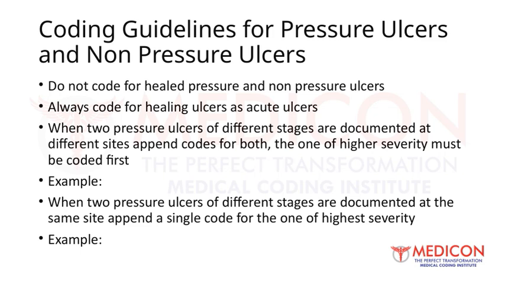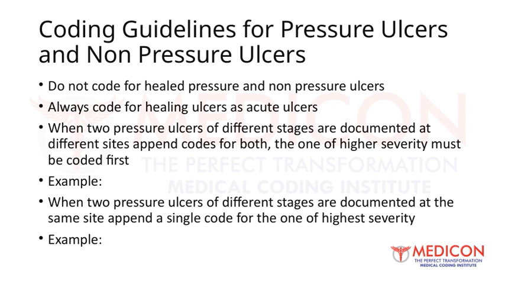First, do not code for ulcers that have already healed. It's important to focus on active cases. Next, always code for ulcers that are healing as acute ulcers. This helps ensure accurate documentation of the current status. When there are 2 pressure ulcers at different stages, but located at different sites, you should append codes for both. However, remember that the code for the higher severity ulcer must be listed first. This emphasizes the most critical condition.